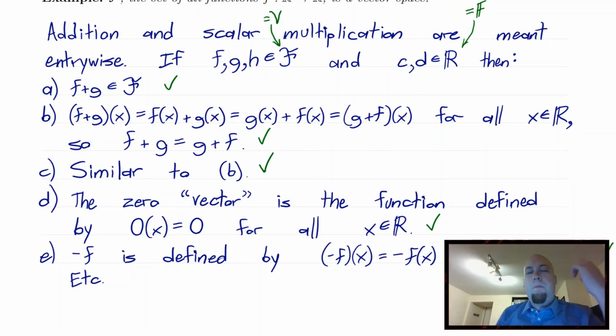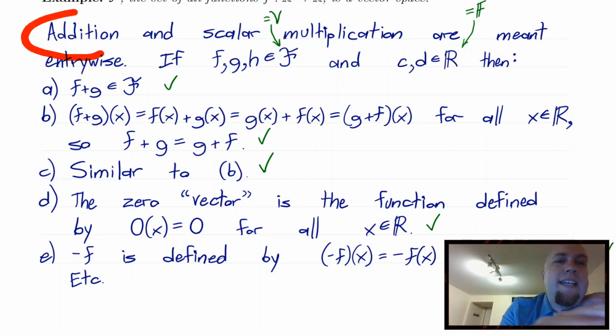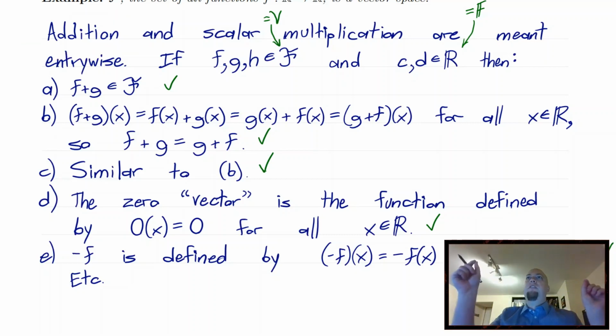Property A, we have to show that if we take 2 functions and we add them up, we get a function. Before we do that, maybe we should know what adding is in this case and what scalar multiplication is. Addition just means entry-wise. So if you add 2 functions, that just means you do the entry-wise addition of those 2 functions.